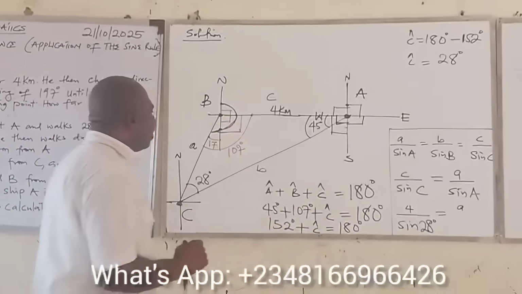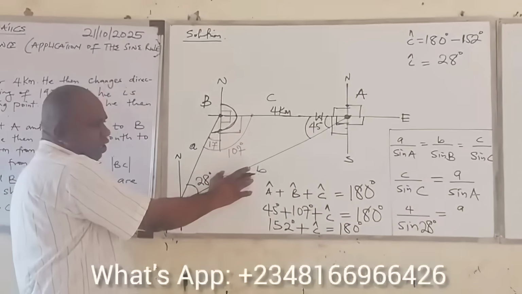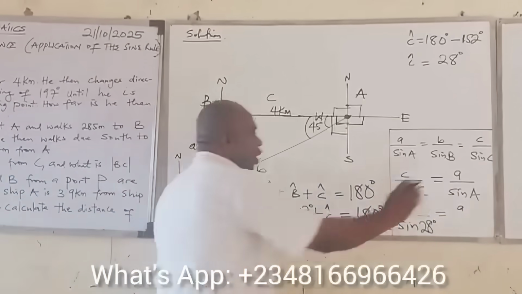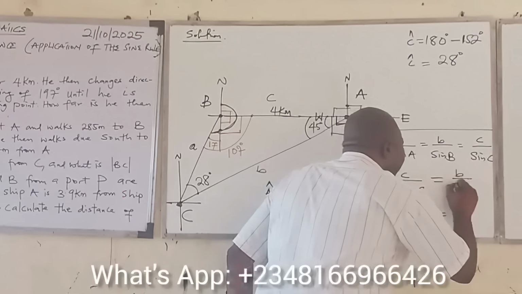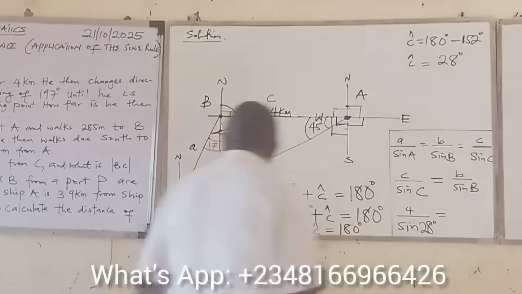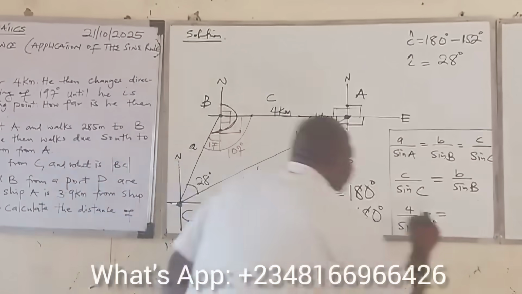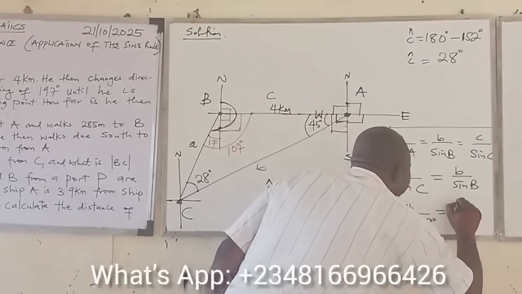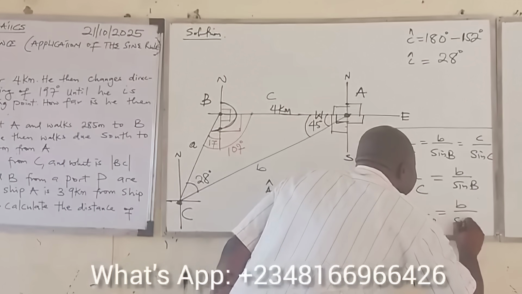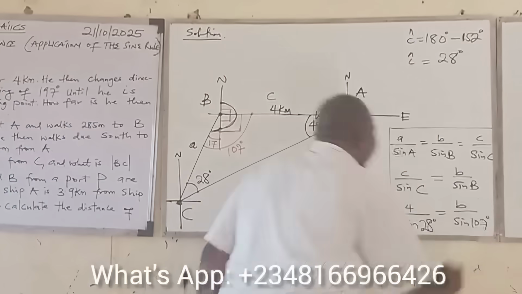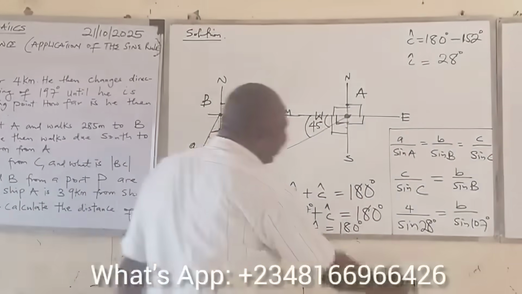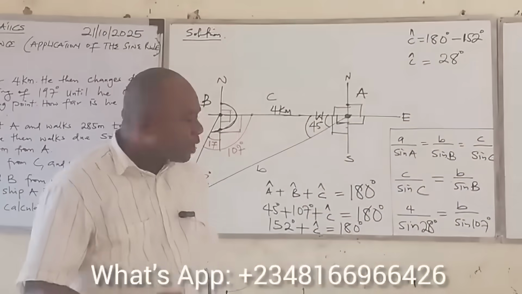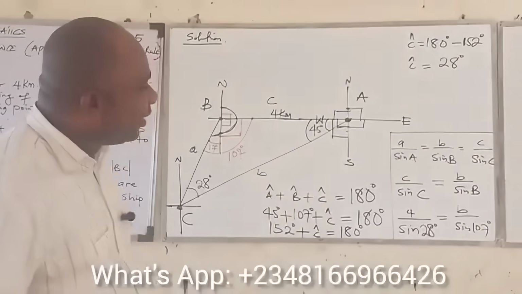Now remember, we are actually looking for the value of small b. Because we are looking for small b, let's use b over sine big B. The value of our big B is 107 degrees. So we have b over sine 107 degrees. So 4 over sine 28 degrees is equal to b over sine 107 degrees.